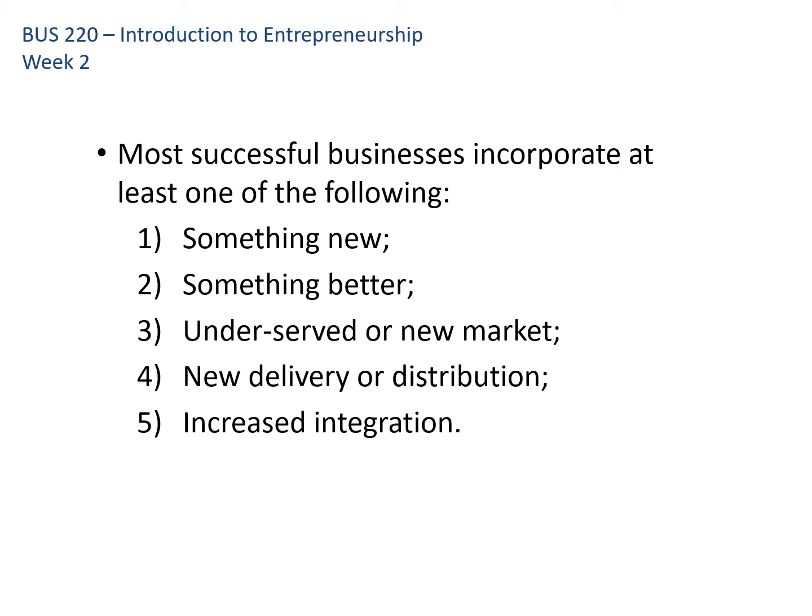So most successful businesses incorporate at least one of the following. So one, it could be something new. There's new products that come out every day that didn't exist before. It could be something better, so an improved version. Oftentimes the most profitable company is the company that's second or third into the market with a particular product that they can make better than the original provider of that product. Those companies usually grow faster and are more profitable. So finding something out there that's being done now and doing it in a better way.